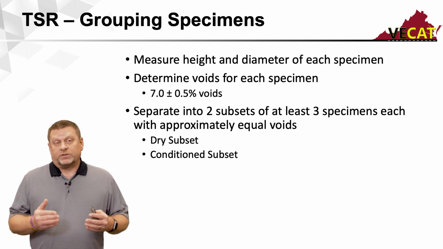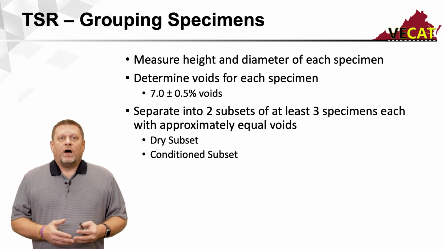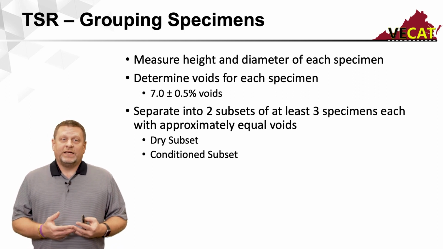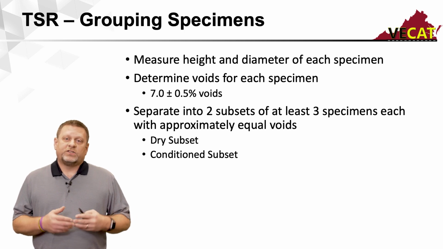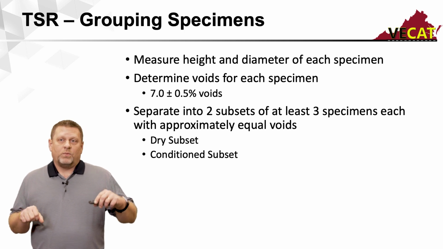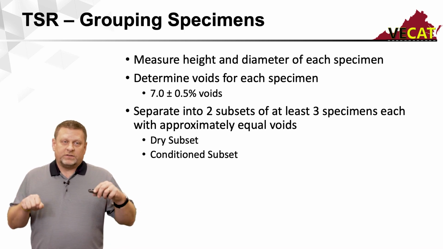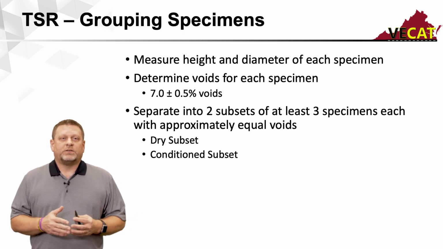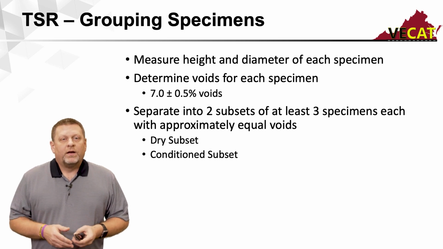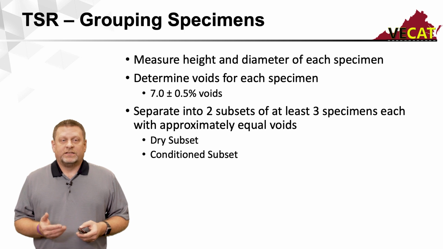you want to separate them into 2 subsets of at least 3 specimens each. The goal here for these 2 subsets is to have approximately equal air voids in each subset. In other words, I don't want one subset to have all the high voids and the other subset to have all the low voids. I want the average of the air voids between the 2 subsets to be somewhat equal. These 2 subsets going forward will be called a dry subset and a conditioned subset.